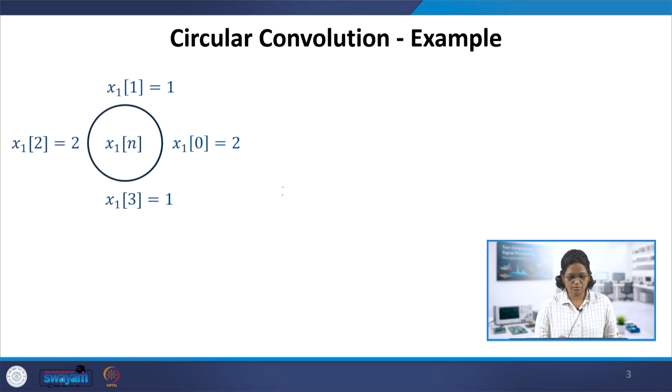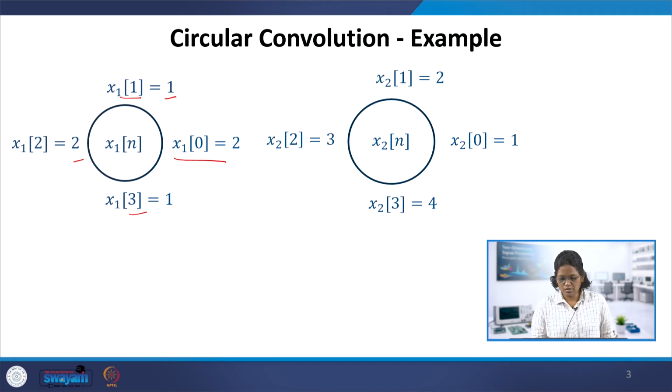Performing this circular convolution is a very popular method. You visualize it in a circle: the first sequence x1 of 0 has the value 2, x1 of 1 has value 1, x1 of 2 is 2, and x1 of 3 has value 1. Taking the second sequence, x2 of 0 is 1, x2 of 1 is 2, x2 of 2 is 3, and x2 of 3 is 4. You can see that these are arranged in an anti-clockwise fashion. Once we have arranged the samples in this fashion, just perform the convolution.